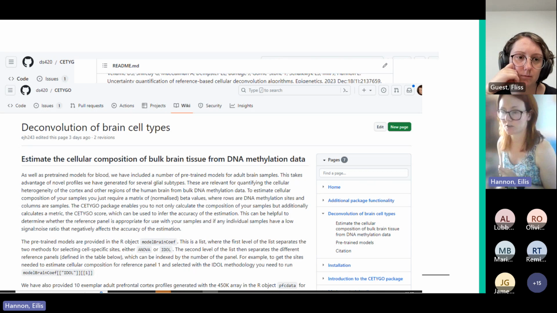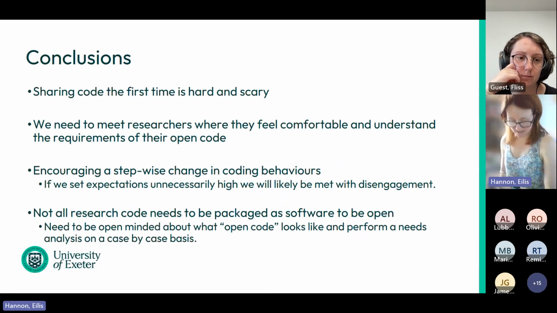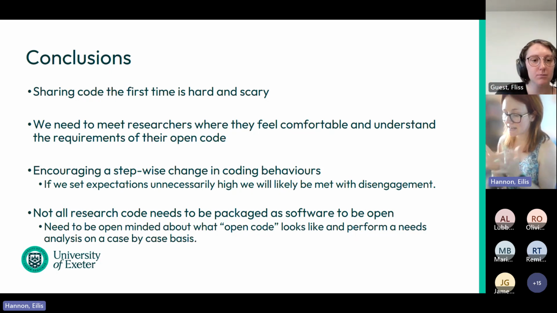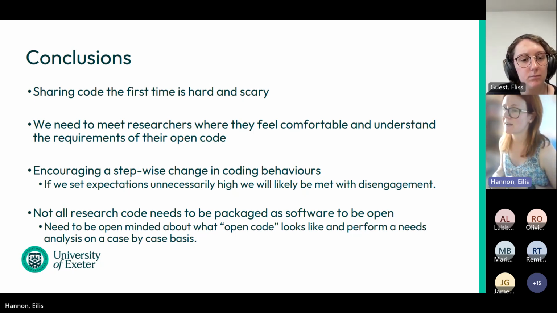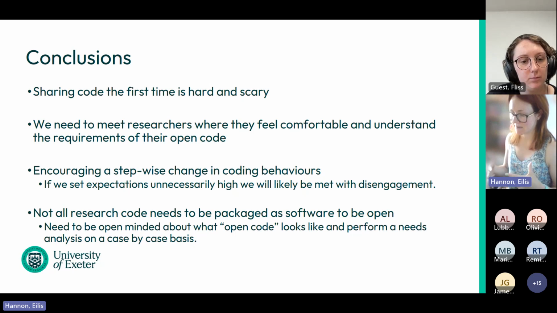So I think that's hopefully about my 15 minutes, and I just wanted to finish by reflecting that for many researchers, sharing their code the first time is a really hard and scary boundary to overcome, and therefore we need to be realistic in what expectations we set to help them overcome that.